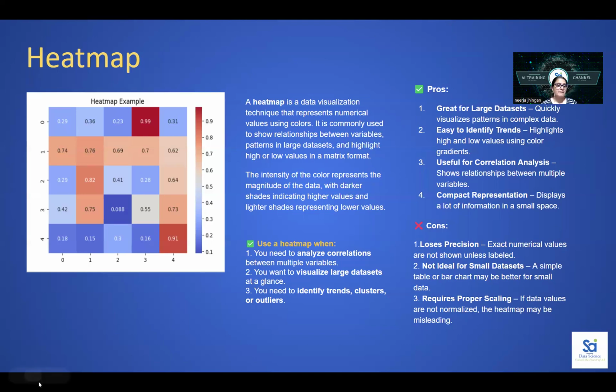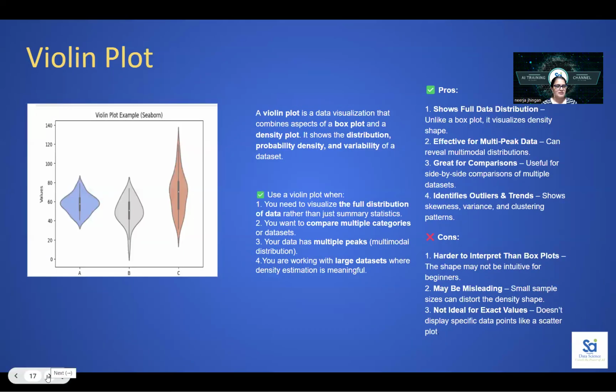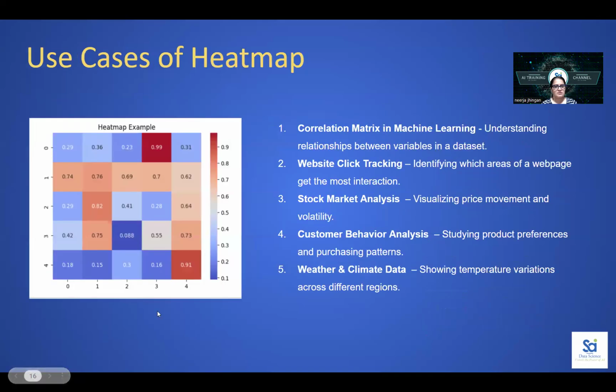Okay, now we will move ahead with the next graph. So these are the use cases. You can use it for correlation metrics in machine learning, very important. Okay. Website click tracking, stock market analysis, customer behavior, and weather and climate data as well.